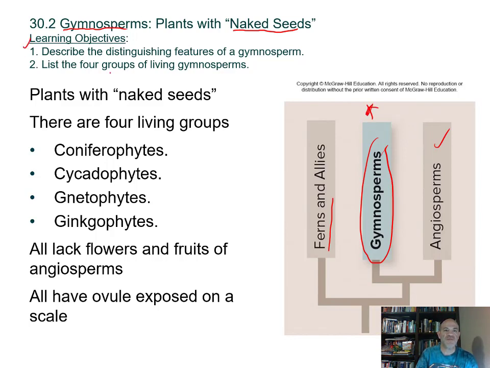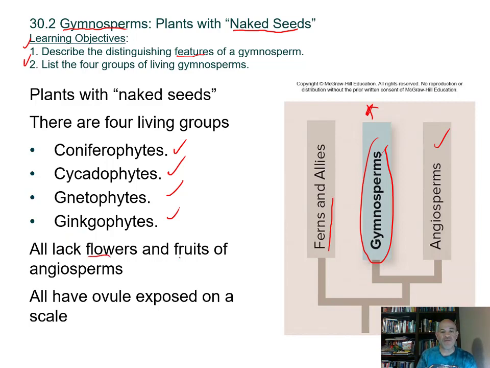And your learning objectives here are to describe the distinguishing features for gymnosperms, and be able to list the 4 groups of living gymnosperms. And in these features, that also includes being able to interpret aspects of the life cycle, the life history of a gymnosperm. And we'll use the conifers or the coniferophytes as an example. So there's 4 living groups. There's the coniferophyta or coniferophytes, the cycadophyta, the gnetophyta and ginkgophyta. These were on that table from the last section.